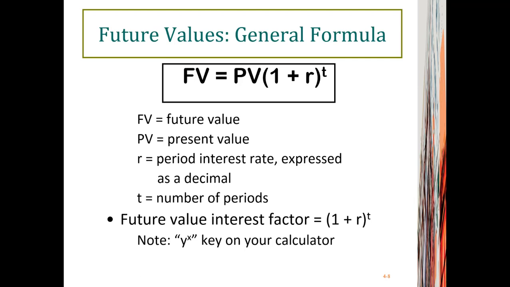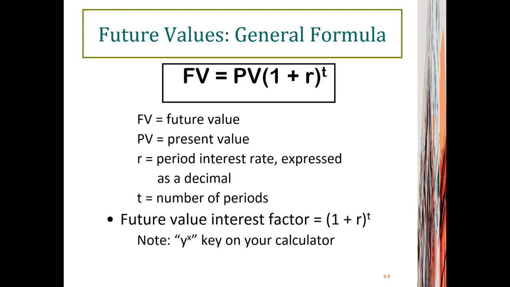Now let's look at how we can calculate the future value, and we use FV to refer to future value and PV to refer to present value. And here FV equals present value times 1 plus R raised to the power of T. In this formula you see that the future value of a single cash flow equals present value times 1 plus R, which is the interest rate, raised to the power of T.